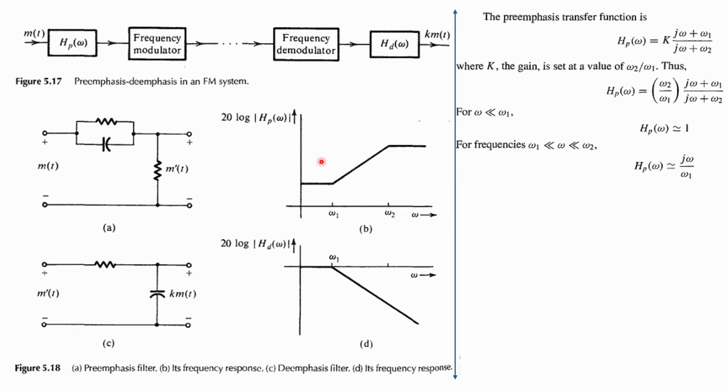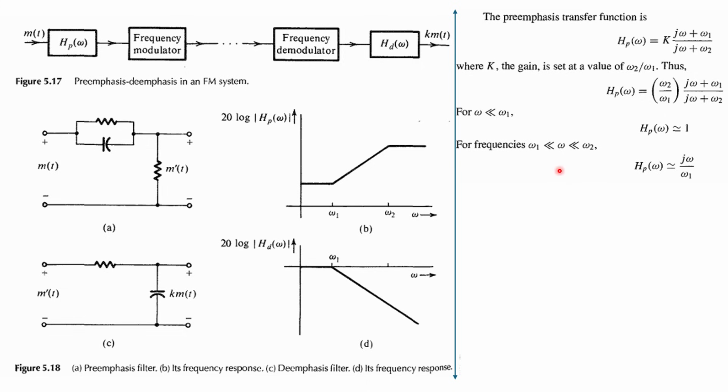So H_p of omega, for this we are targeting to find out the transfer function for this pre-emphasis circuit. So it is K times (j omega plus omega 1) divided by (j omega plus omega 2), right? And here you can replace K equal to omega 2 by omega 1, that is the gain only. For omega very much less than omega 1, they will cancel out each other, and H_p of omega will be equal to 1 if omega is very much less than omega 1, in this region, right? So no frequency will pass.